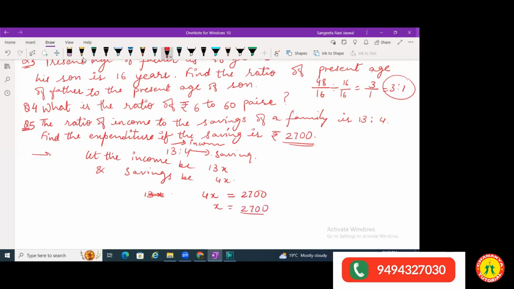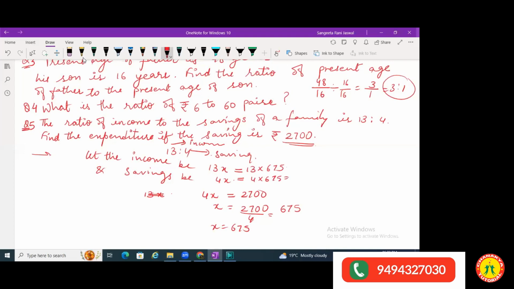So we'll find the value of x from here. 2,700 divided by 4. What do we get here? This will go by 6, and we get 675. So x is 675. Now since you have got your value for x, you can find out 13x, 13 into 675, and 4x also.